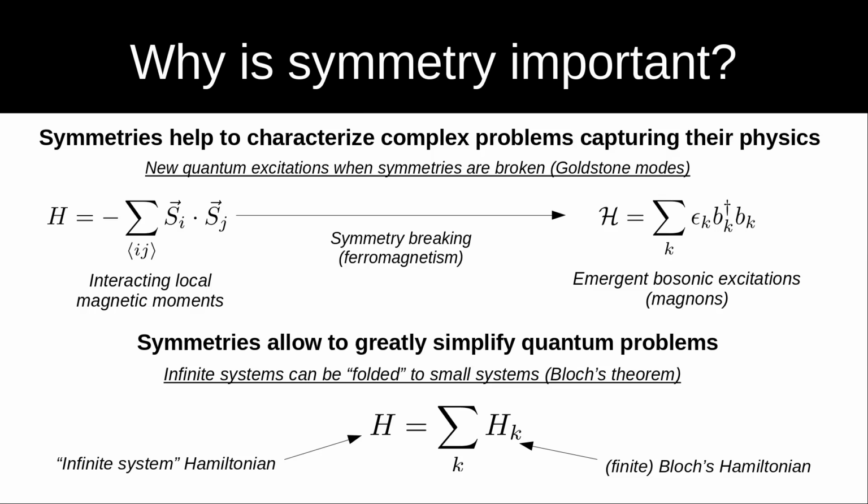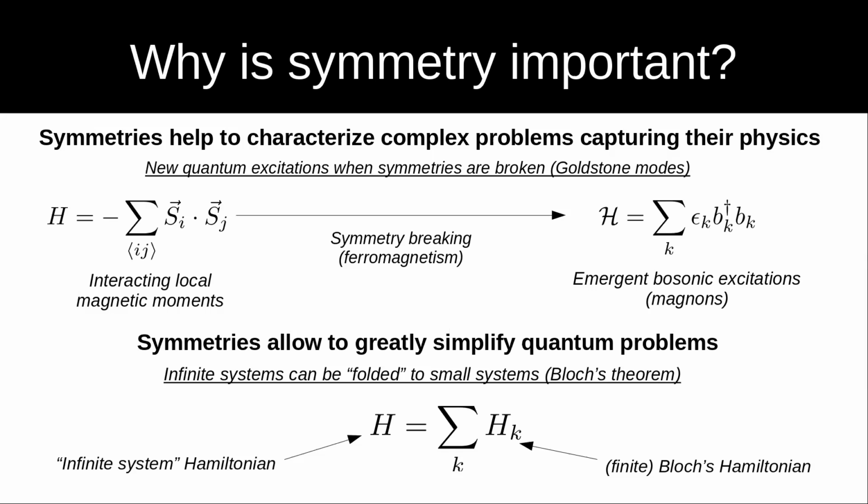In the following, let's assume that the symmetry of the solution is the same as the symmetry of the original Hamiltonian. And in this case, we can use symmetries to simplify the Hamiltonian. This corresponds to the hydrogen atom, for example, and infinite solids.